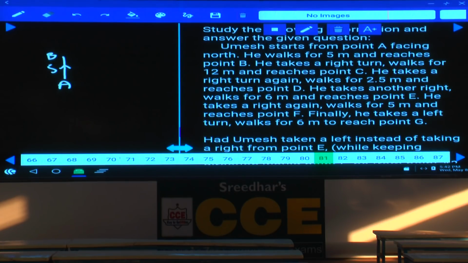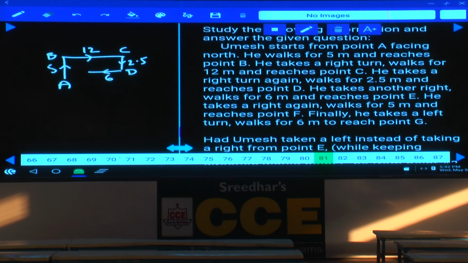From point B he takes a right turn, walks for 12 meters, right hand side 12 meters, and reaches point C. From point C he takes a right turn, again walks for 2.5 meters and reaches point D. From point D he takes another right and walks for 6 meters. Now from point D he turned towards his right hand side, and traveled for 6 meters only, and reaches point E.